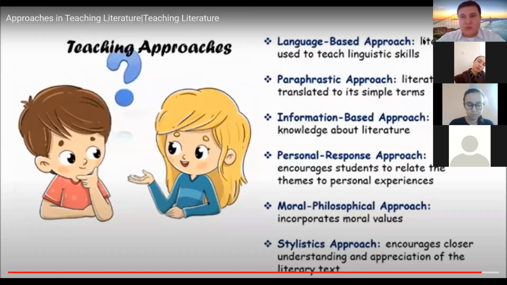Here we have a short information. Literature is used to teach linguistic skills in the language-based approach. How can the language-based approach help students? What do you think? What's your opinion? Abdashimva, if you have something to say about it, you can speak. All right.